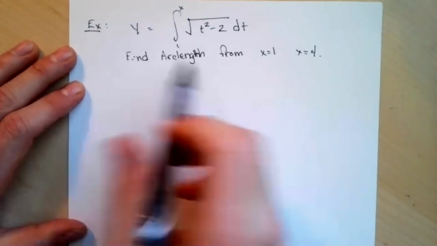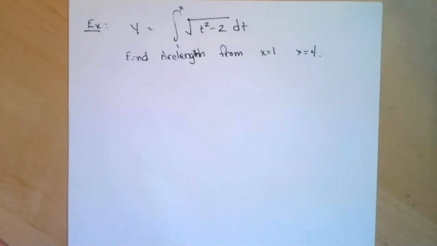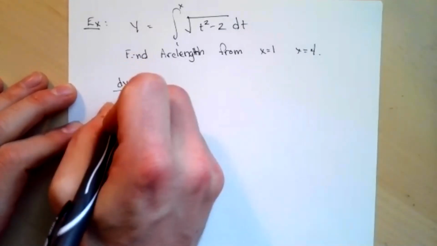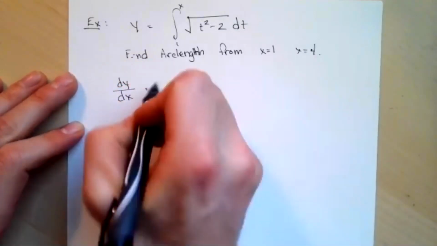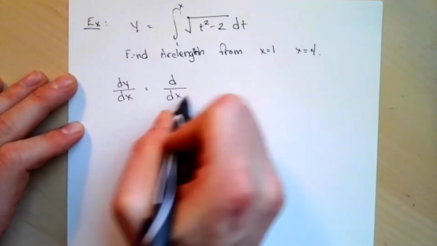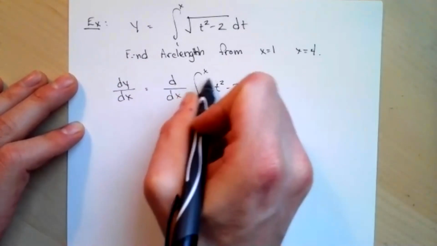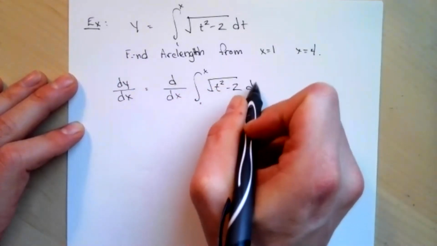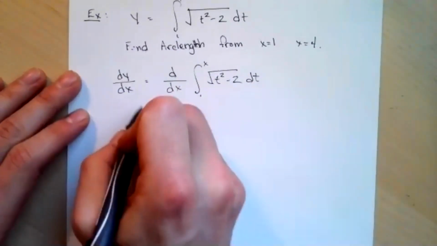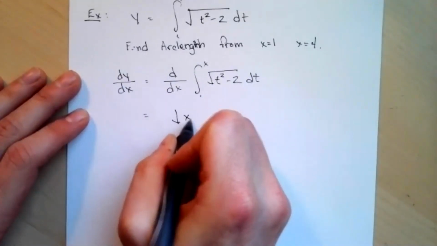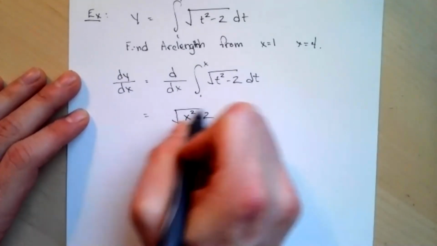So in all arc length problems, once you have your curve, so that might be our first step, like in the last problem, identify the curve, try to find y as a function of x or vice versa. And then compute your derivative. It's going to be the second step. So dy dx means we are taking a derivative of this guy. And by the fundamental theorem of calculus, that just gives us square root of x squared minus 2.